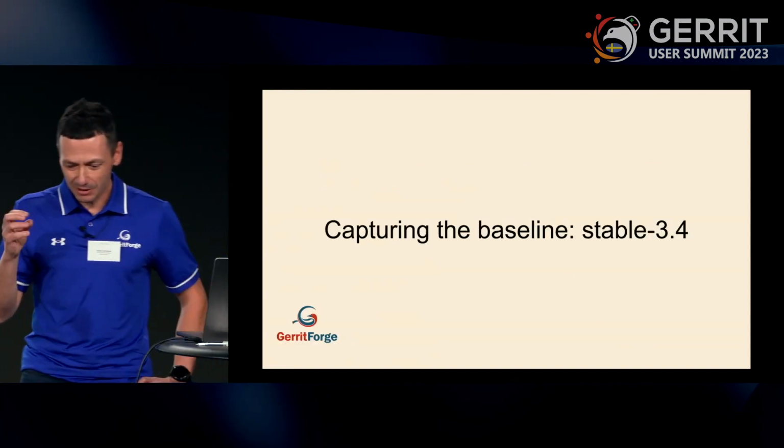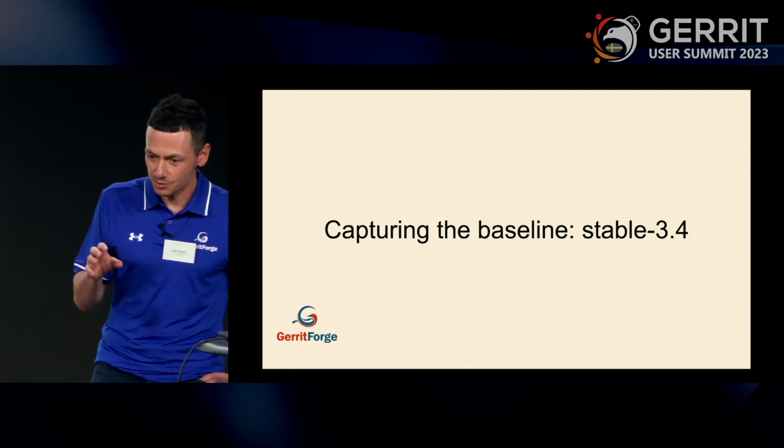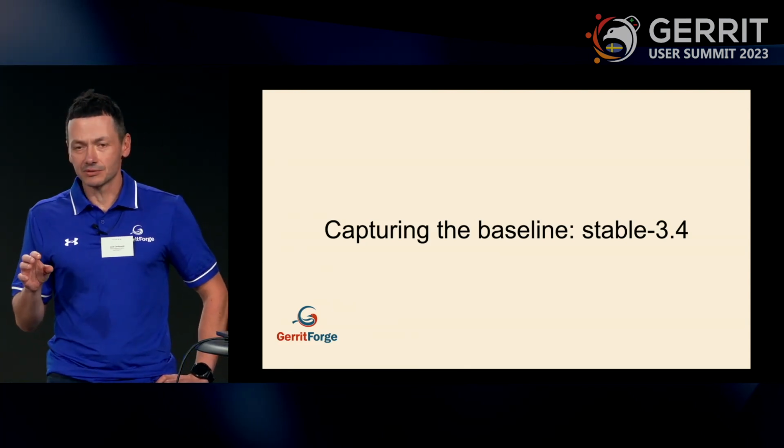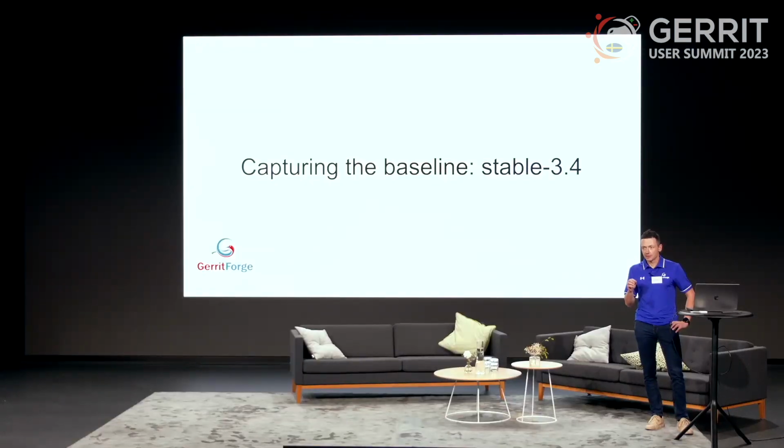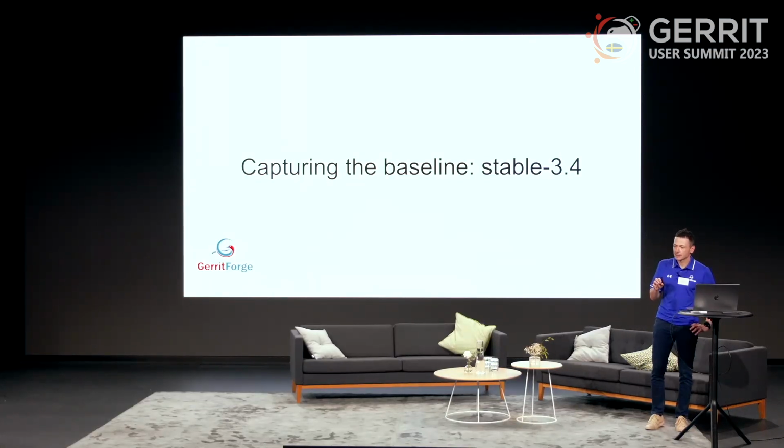So first, how we capture the baseline. I chose specifically stable tree 4 for two main reasons. First, this is the feature complete branch of the owners plugin, based on Prolog rules. And also, it provides the inheritance, and as I said, it is fully complete.